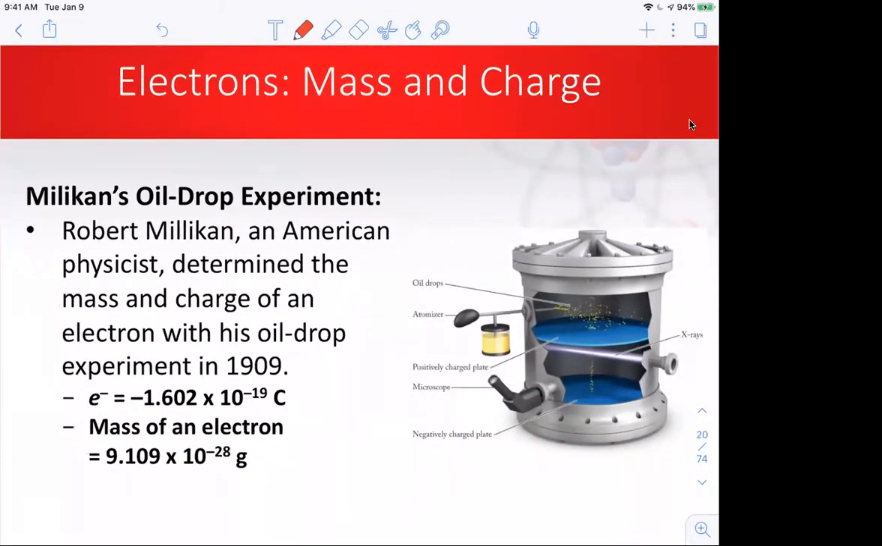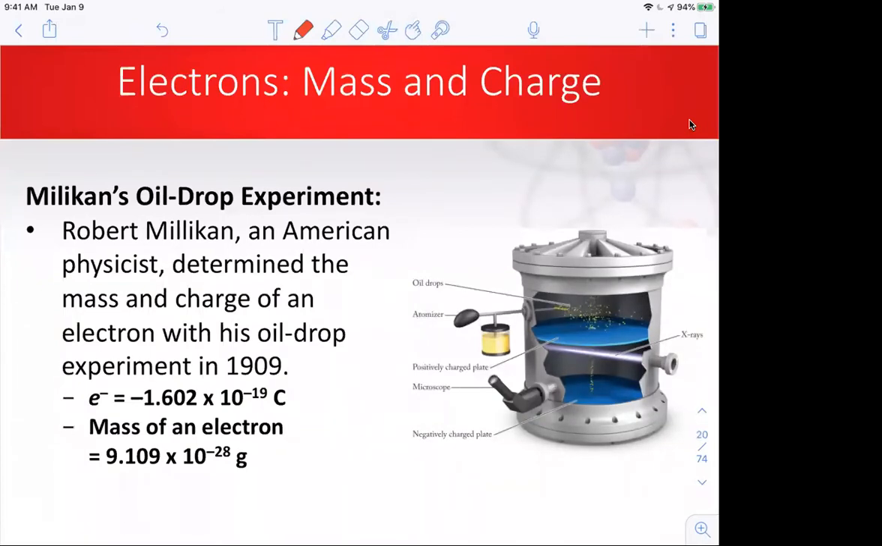The next experiment we're going to look at was performed by Millikan. Robert Millikan is an American physicist, and he determined the mass and charge of an electron, a single electron, with his oil drop experiment. And this was done in 1909.